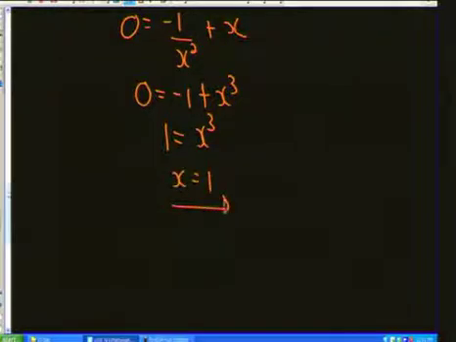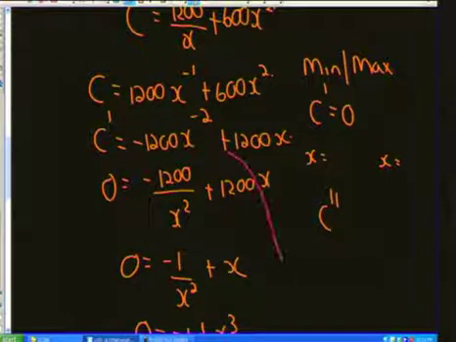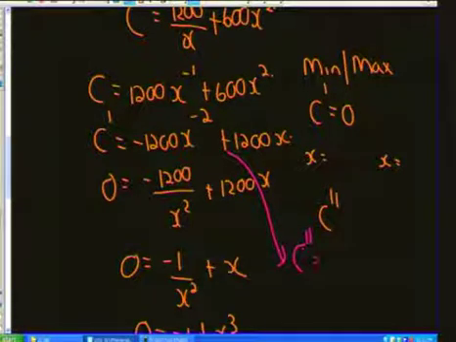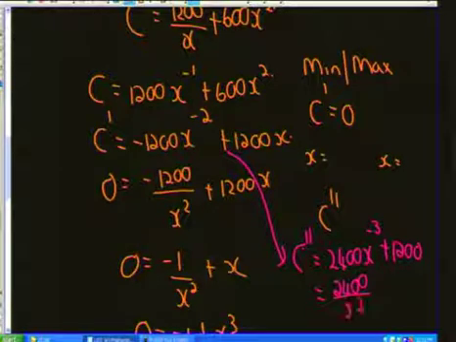Now, I need to check, is this a minimum or maximum? So remember what I told you. We go back to the first derivative, and we find the second derivative. So here we go, there it is. We want the second derivative. Doing that, we are going to get plus 2400 x to the minus 3 plus 1200. So in other words, tidying it up, I'm going to get 2400 over x cubed plus 1200.